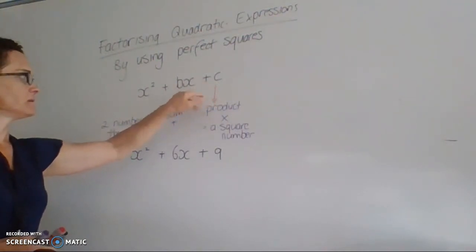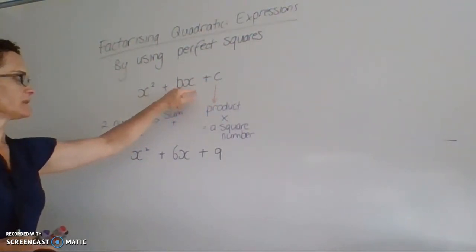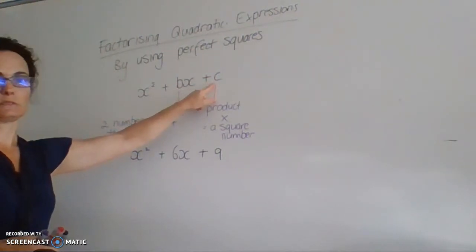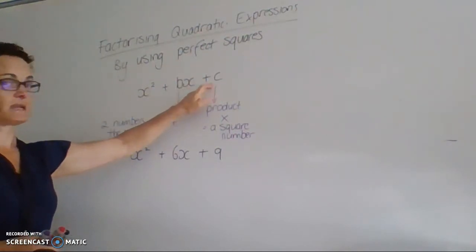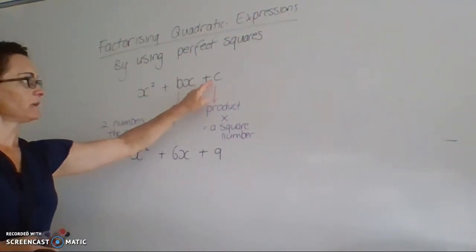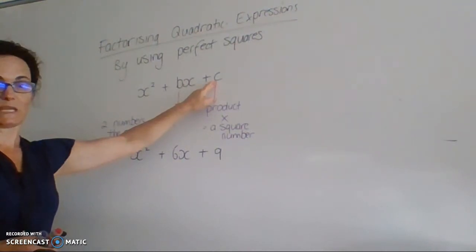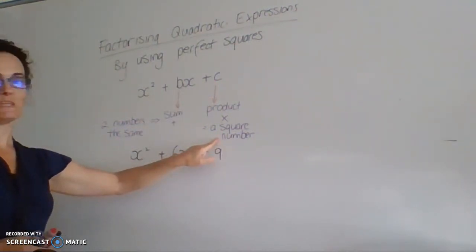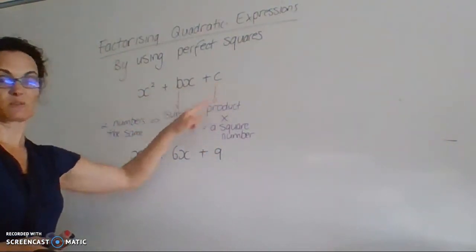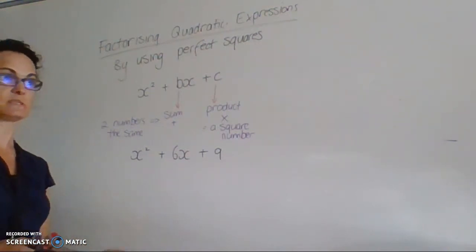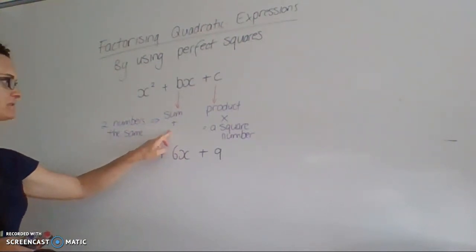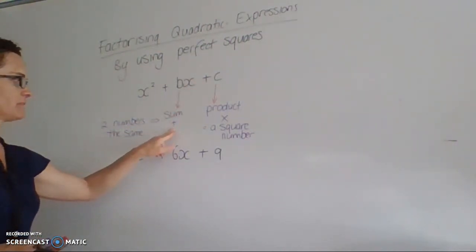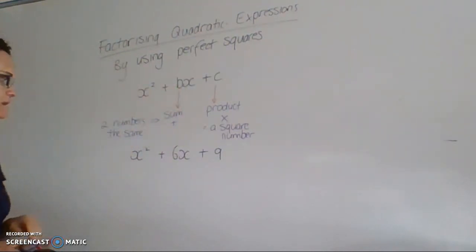So remember, we're after two numbers that add together to equal b and multiply to equal c. However, using perfect squares, in this case, the quadratic expression, the value of c is a square number, okay? So that means you multiply a number by itself to give you c. So a square number, 9, 25, 36, 49, etc. And when you add the same number with itself, you get the value b.